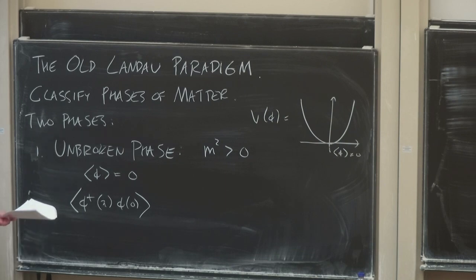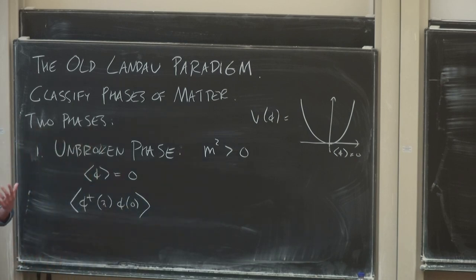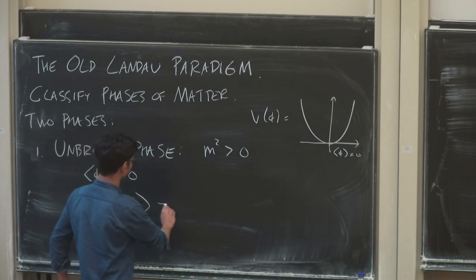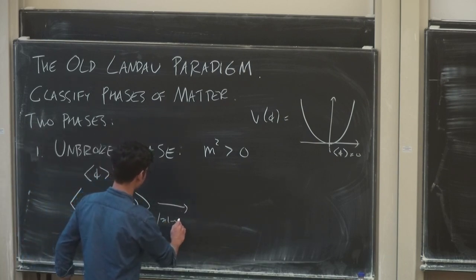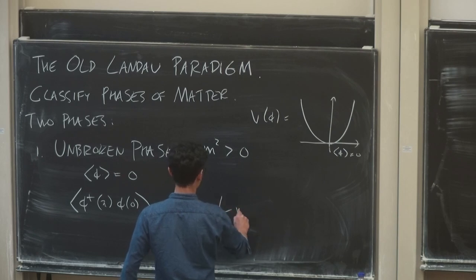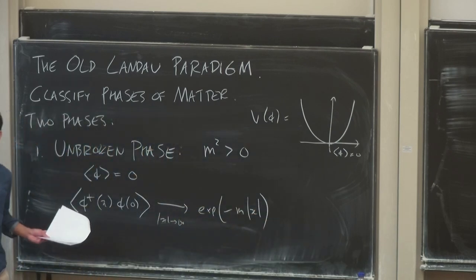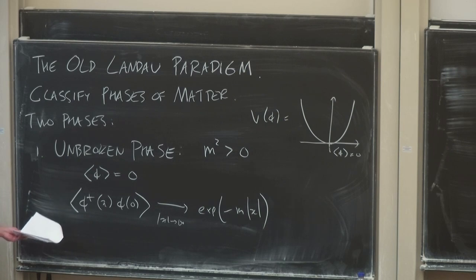This is just a normal thing in quantum field theory. It's the kind of thing you calculate in your quantum field theory class. You'll probably remember doing this. If you ignore the interactions, you can do this calculation exactly. There are Bessel functions and so on involved. And at large distances, in other words, as x goes to infinity, this thing scales like e to the minus m times the distance |x|. This is how this correlation function behaves in the unbroken phase.